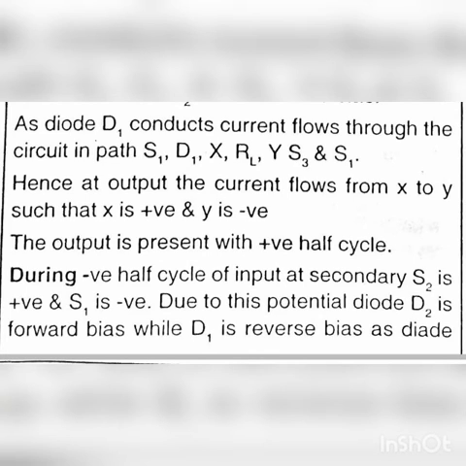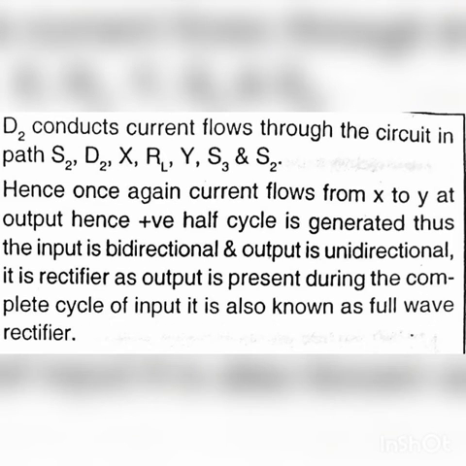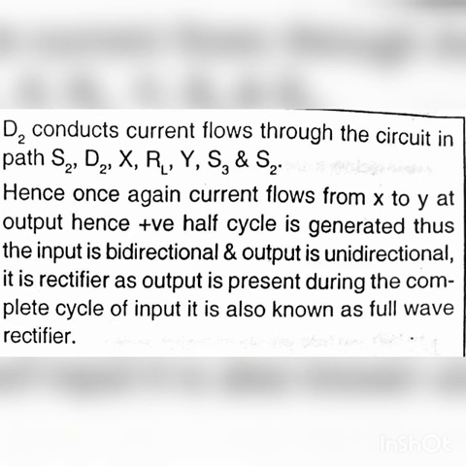During negative half cycle of input, at secondary S2 is positive and S1 is negative. Due to this potential, diode D2 is forward biased while diode D1 is reverse biased. As diode D2 conducts, current flows through the circuit in path S2, D2, X, RL, Y, S3 and S2. Hence once again current flows from X to Y at output. Hence positive half cycle is generated.